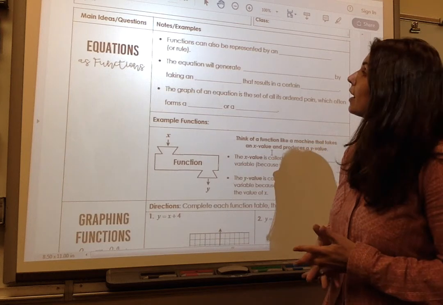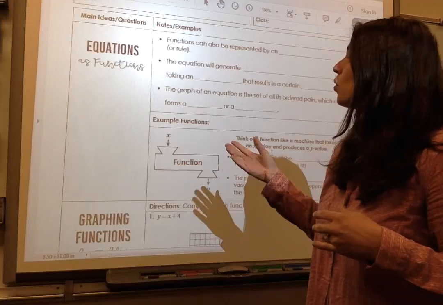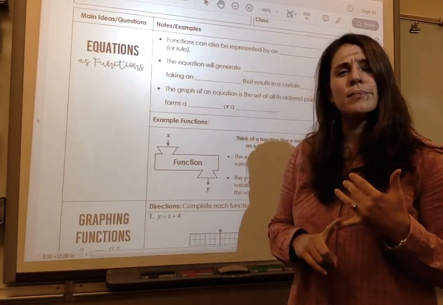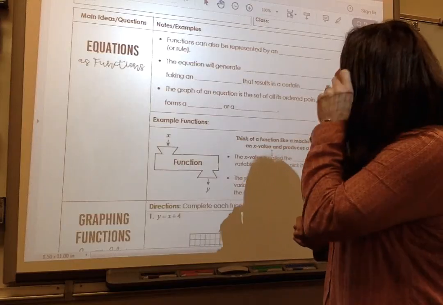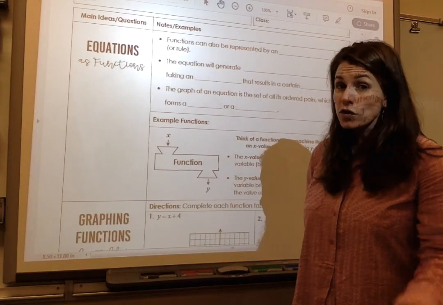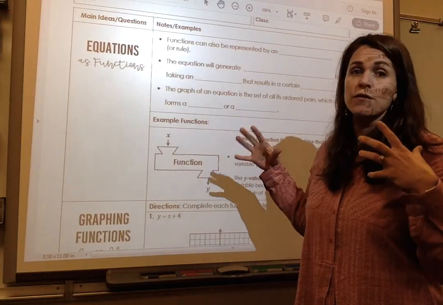We're still in Unit 3, and the next section is equations as functions. So this corresponds to homework 3.3, I believe. So follow along in your notes as we talk about this. Now, the first thing I wanted to tell you is that this is rich in vocabulary.